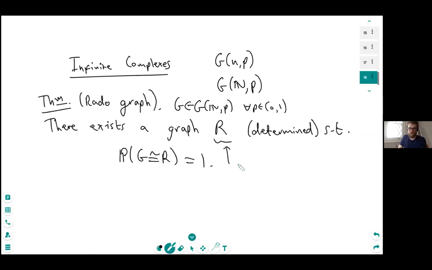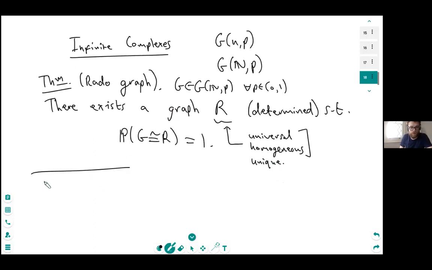Moreover, this graph has interesting properties. It's universal, which means that any graph, finite or countable, can be embedded as an induced subgraph. It's homogeneous, which means that any partial isomorphism can be extended to a full isomorphism. So if I map one vertex to another vertex, that's a partial isomorphism, and I can find a full graph isomorphism that maps that vertex to that vertex. And it's also the unique such graph. If I take any two graphs with this universal and homogeneous property, then it is the Rado graph.